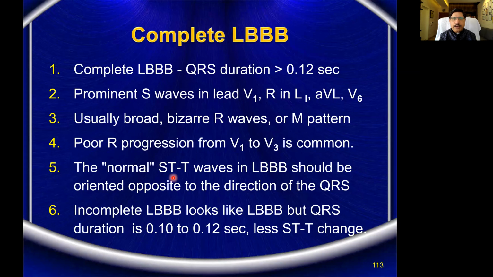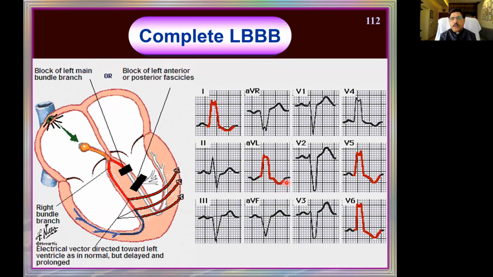And then the ST-T waves in LBBB should be oriented in the opposite direction to the QRS, which of course is the case. Incomplete is anywhere between 0.10 and 0.12. I am not very interested to highlight that, because that nomenclature is rather avoided. So complete LBBB, complete RBBB.